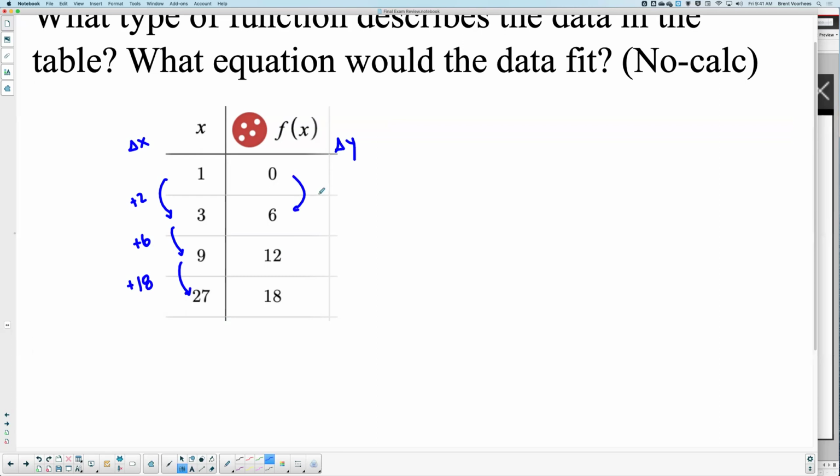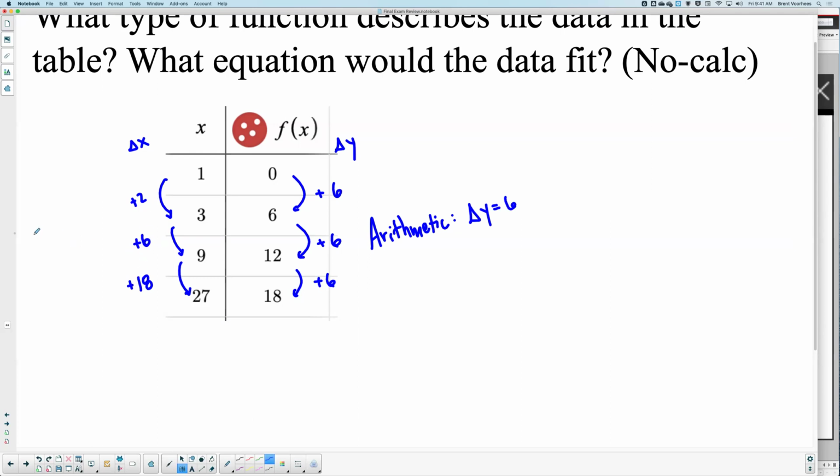Okay, now let's do delta y. What's happening here? Plus 6. Plus 6. Okay, so we're adding the same amount every time. That means this is called arithmetic. Arithmetic is when you add the same amount. Delta y equals 6. Are we all on page there? Okay, are we adding the same amount here?